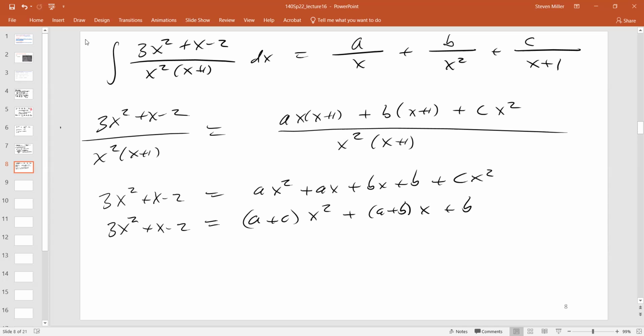And this must be true for all values of x. So what's the only way two polynomials can be the same for all values of x? So I have two polynomials, and I want them to be the same for every value of x. What must be the case if they're going to be the same for every value of x?